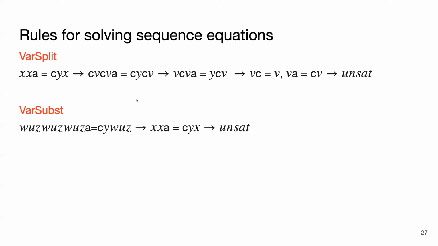We can also utilize variable substitution. So notice that whenever two or more variables always appear together in your problem, like w, u, and z, this can be substituted by a single variable. So this simplifies to just replacing w and z by x. And we have already seen that this is unsatisfiable in the previous example.